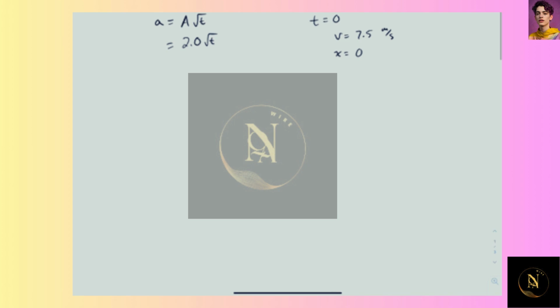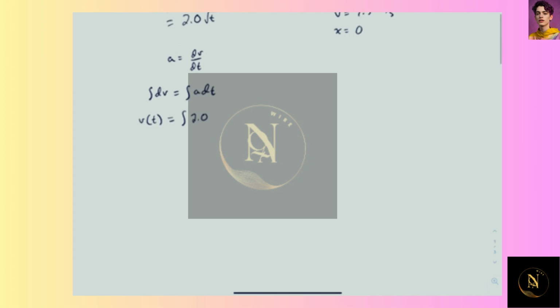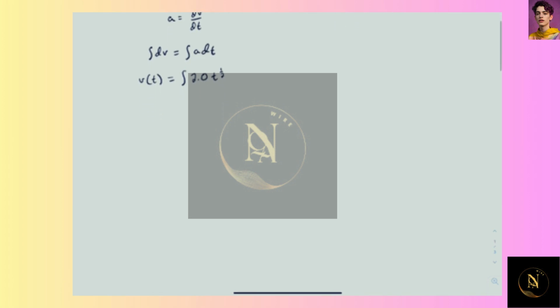And so in order to get our velocity, we know that from the definition of acceleration, it's dv dt. So we can say that the integral of dv is going to be the integral of a dt. And on the left side, we get velocity. Now we have to integrate our acceleration, which is 2.0, and I'm going to write square root of t as t to the 1/2, just to make it easier to use our power rule, and dt.